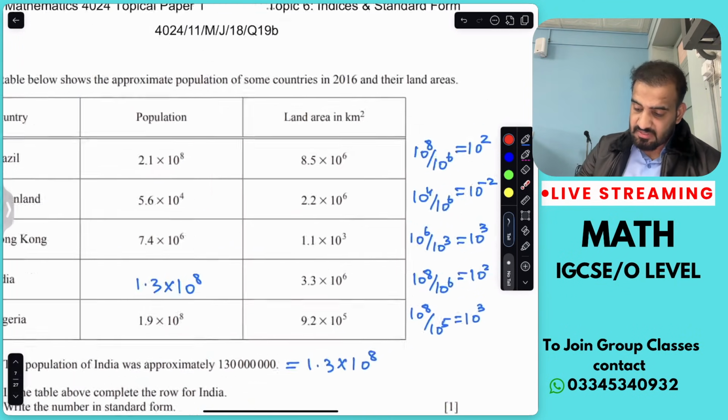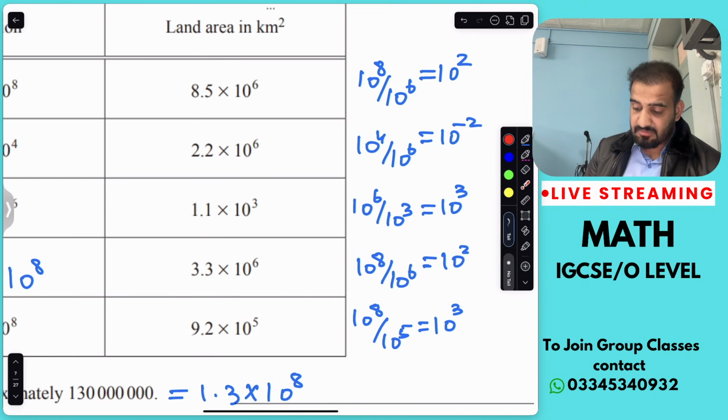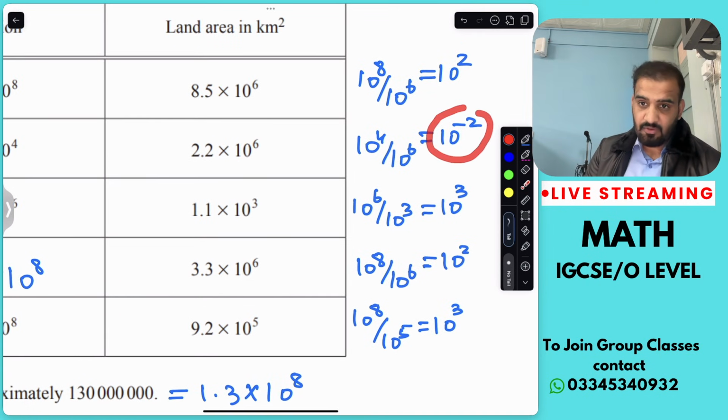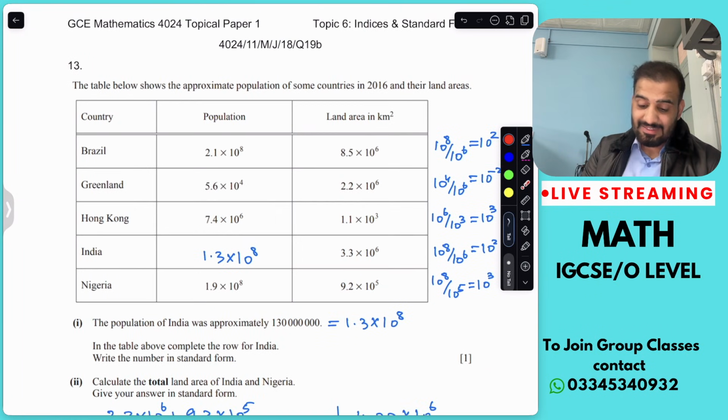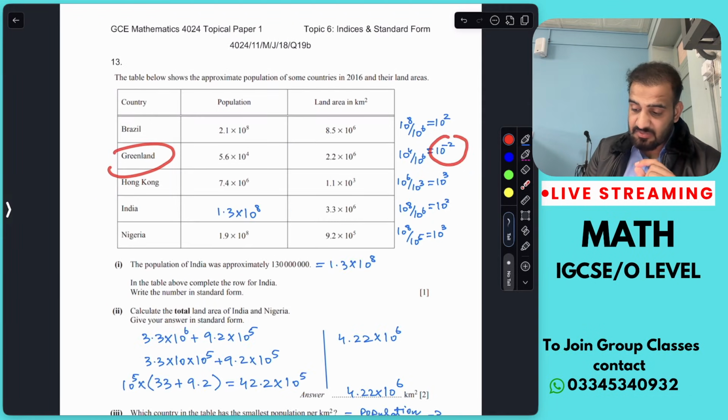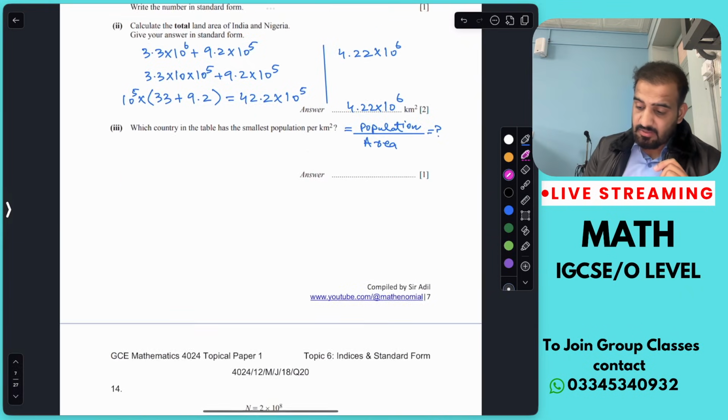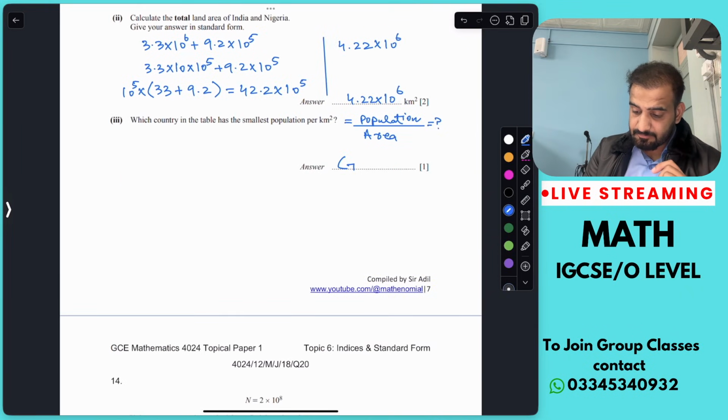So look at these numbers. Which one is the smallest number? This has the negative power. Negative 2 means it's a small number. So who has the smallest population per square kilometer? Greenland, just because of this negative power. So Greenland is the answer.